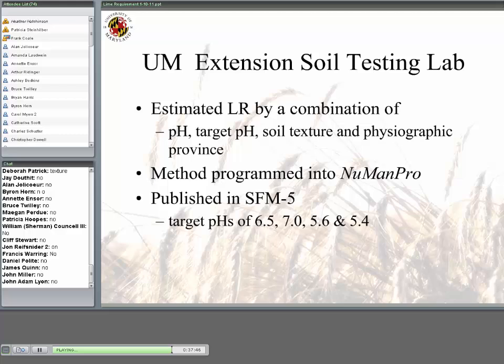And this is the method that's programmed into NMAN Pro. So one of the reasons on the field page of NMAN Pro that it asks you for your soil region is so that it can give you the right information. You tell it the crop. It knows what the target pH is from the crop because that's programmed in. You tell it the pH and the soil texture on the soil test page. And so with those bits of information, it generates a lime requirement for you.